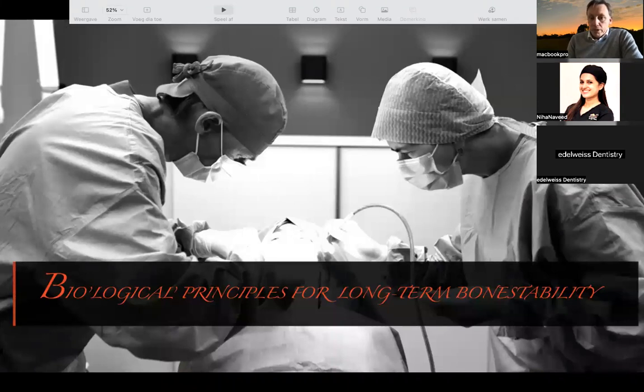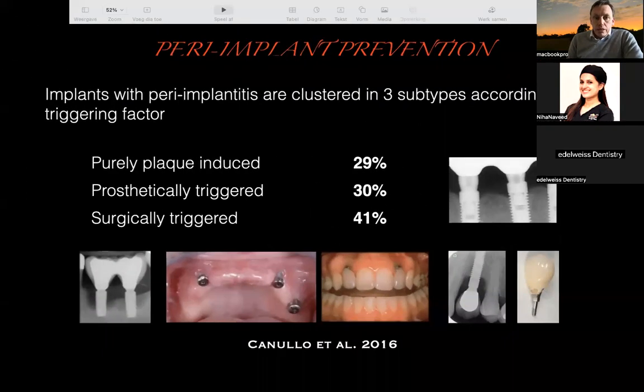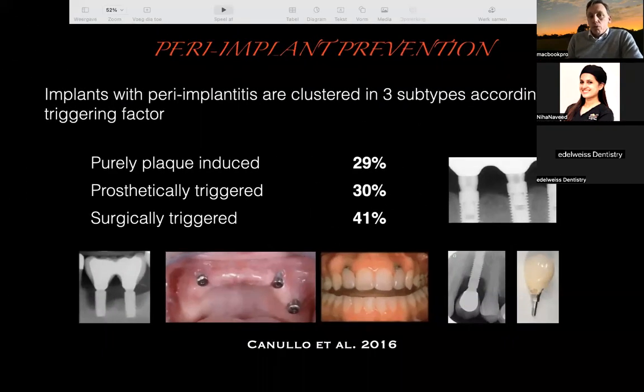There are some principles which I have to go over a little bit before we can go into the total planning, which we do every day. These are the biological principles. What do we know from literature? If we look at the triggers for peri-implantitis, you can divide it into 3 big groups. Purely plaque induced is only 1/3 of the population.